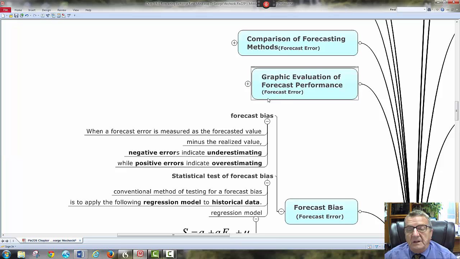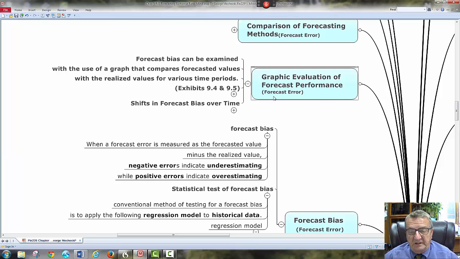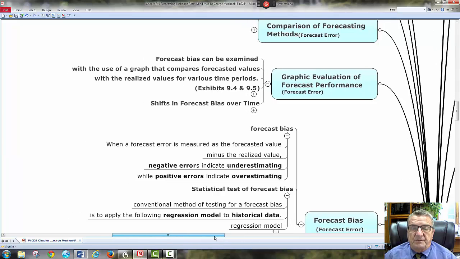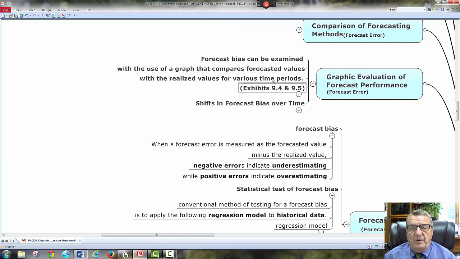Now, the graphic evaluation of forecast performance. Again, I made it a little different so it's not all in one, so it fills in easier for you. We're still looking at the graphical version of a forecast. I've got different graphs here, but forecast bias can be examined with the use of a graph that compares forecast values to realized values. Remember, a graph is visually easier to see. A computer could also do it for you and give you the number.